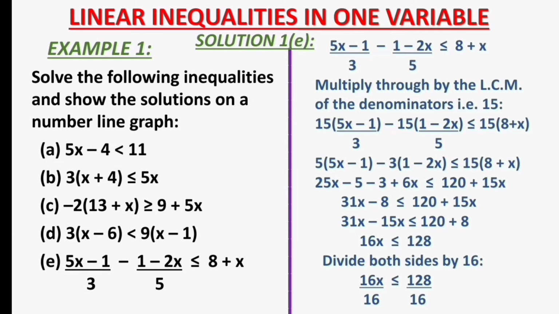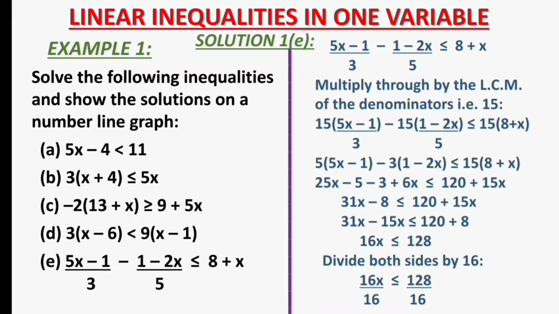Let's see the solution to question 1e, which is (5x - 1)/3 - (1 - 2x)/5 ≤ 8 + x. Now this inequality is a fractional inequality. To remove or clear the fractions, we're going to multiply through by the lowest common multiple of the denominators. The LCM of 3 and 5 is 15.